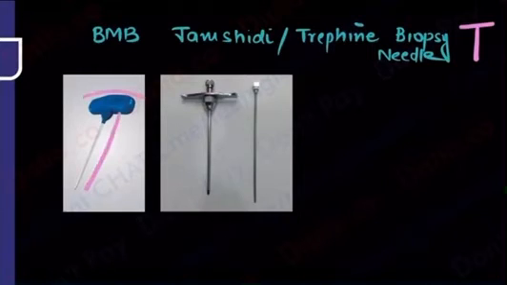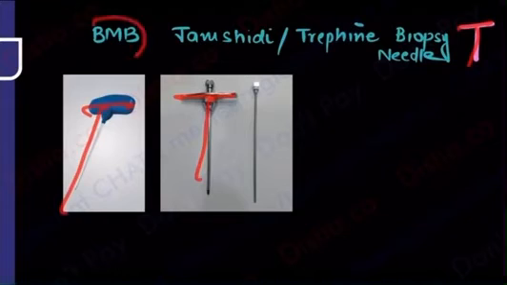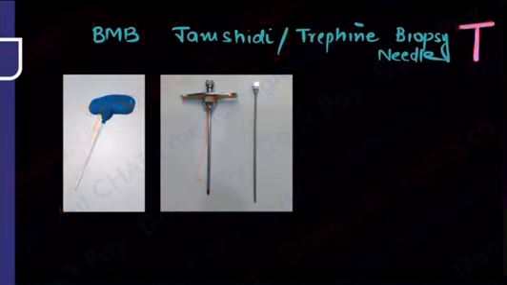So now a proper plastic handle and a needle has come. But either way, I think the overall configuration remains the same, right? You have a T-shaped needle which you have over here. That is the bone marrow biopsy or the Jamshidi trephine biopsy needle. So you're done with two things.